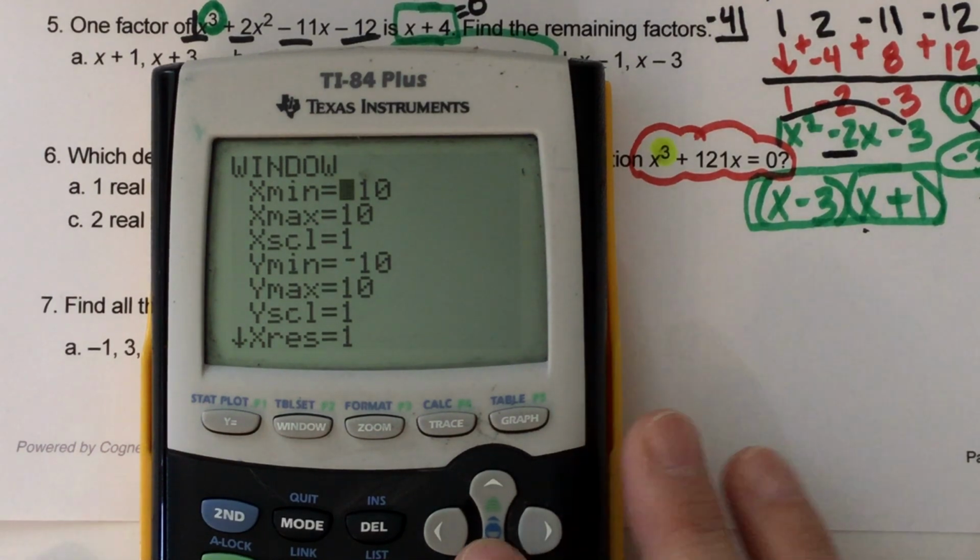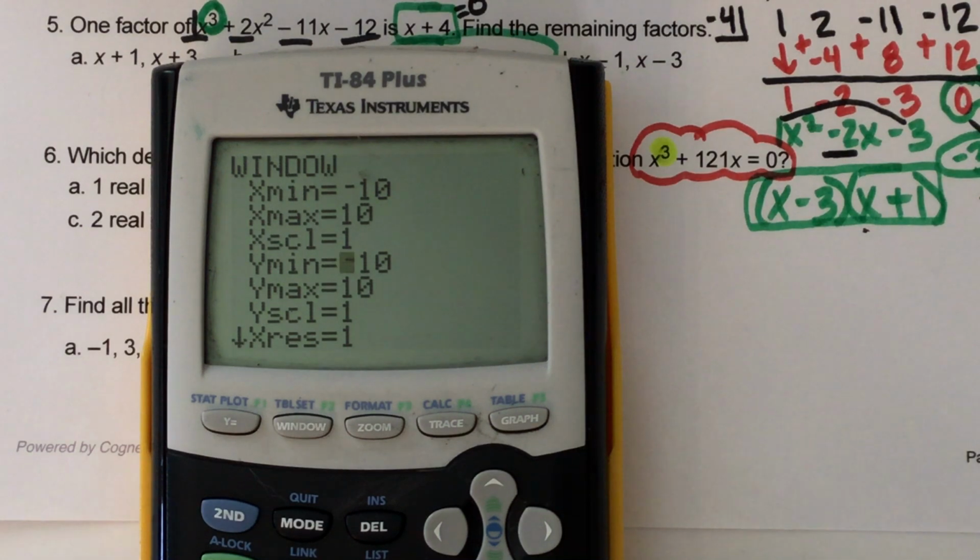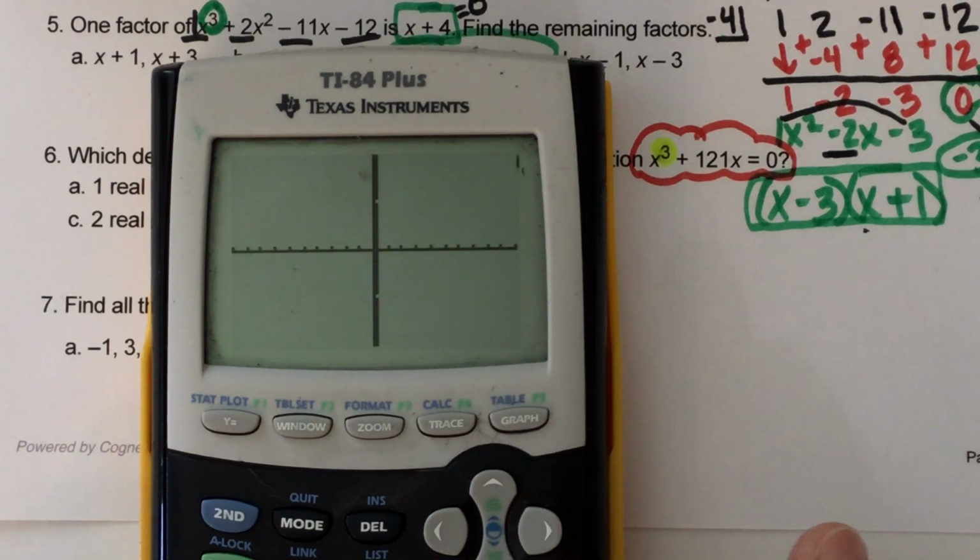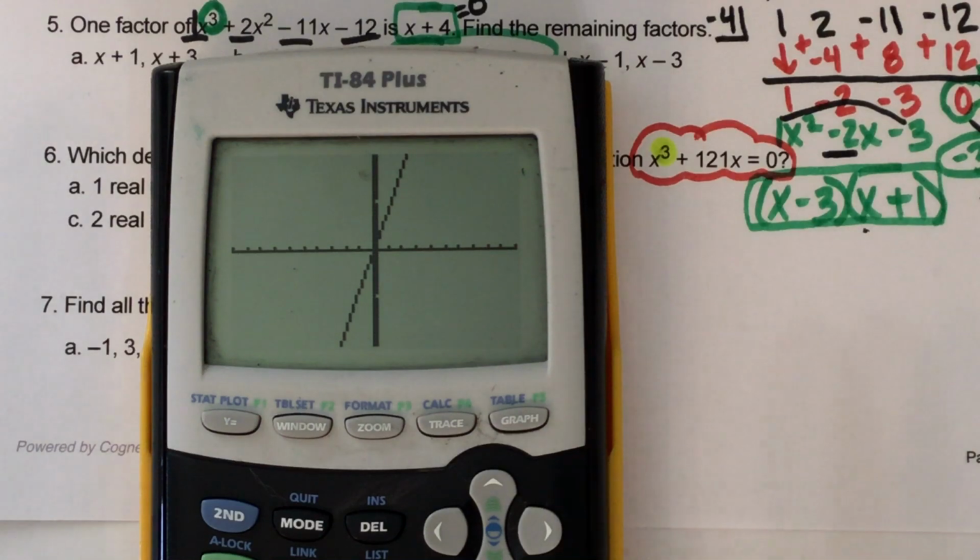Okay, I'm going to just change my y scale for a little bit. So let's go negative 300 to positive 300, and I'm going to do a scale of 10 just to try to get a better picture. And it looks like a straight line, but that's just because we're not seeing the whole graph.